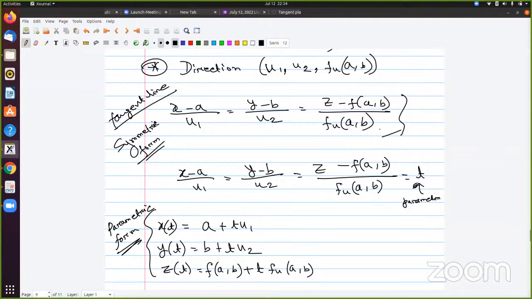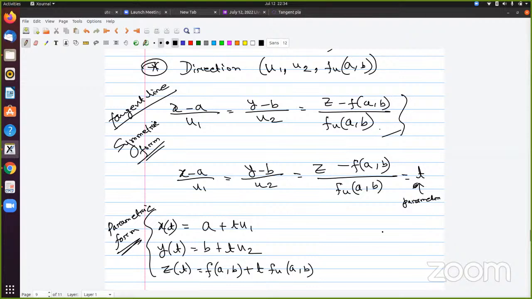Then t will also vary. That's why it is a parameter. And for that particular t, we have x. So if t changes, then x will also change. So x is a function of t.